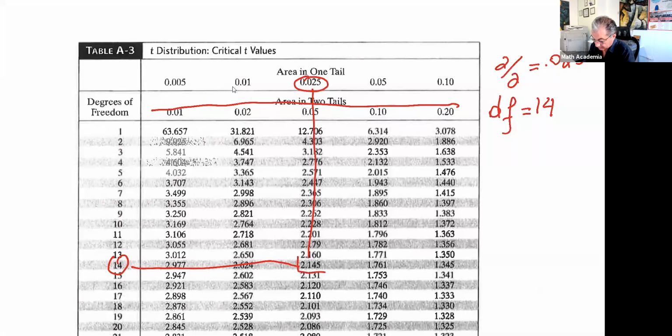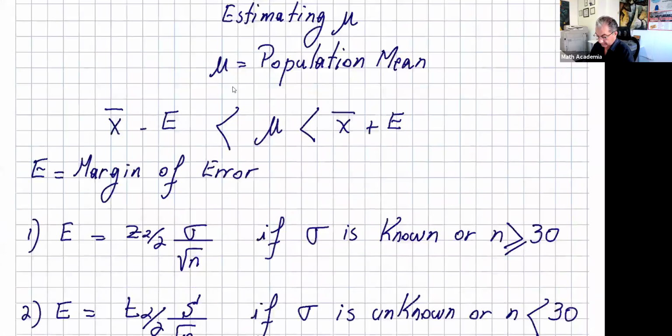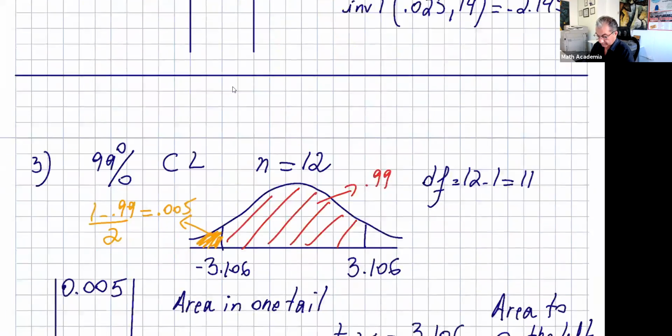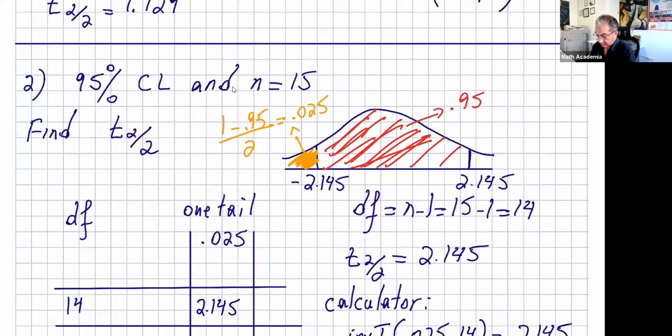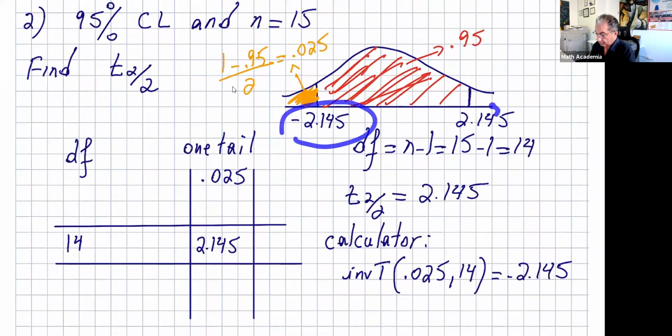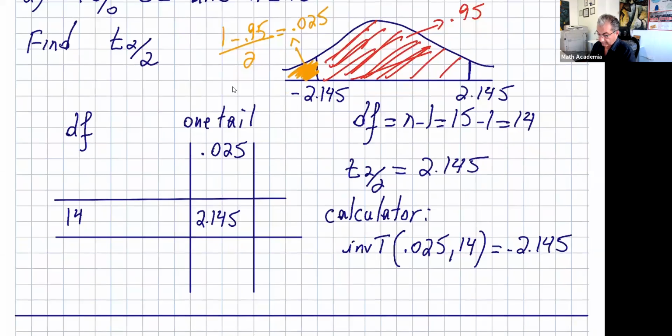And let's see what the intersection gives us. 2.145. So let's go check the answer. And we got negative 2.145 and 2.145. And I put how to read the table here: area in one tail 0.025, degrees of freedom 14, and you get that number. That number on the left is negative and on the right is positive.